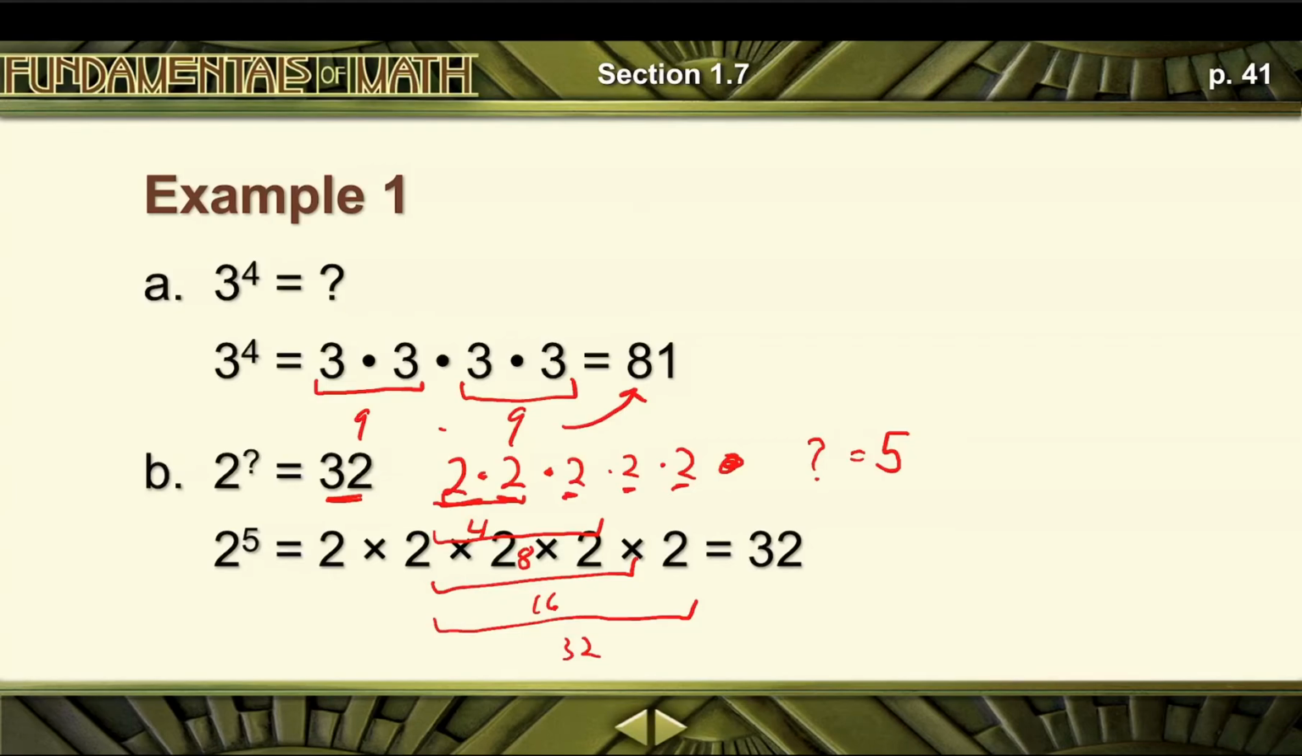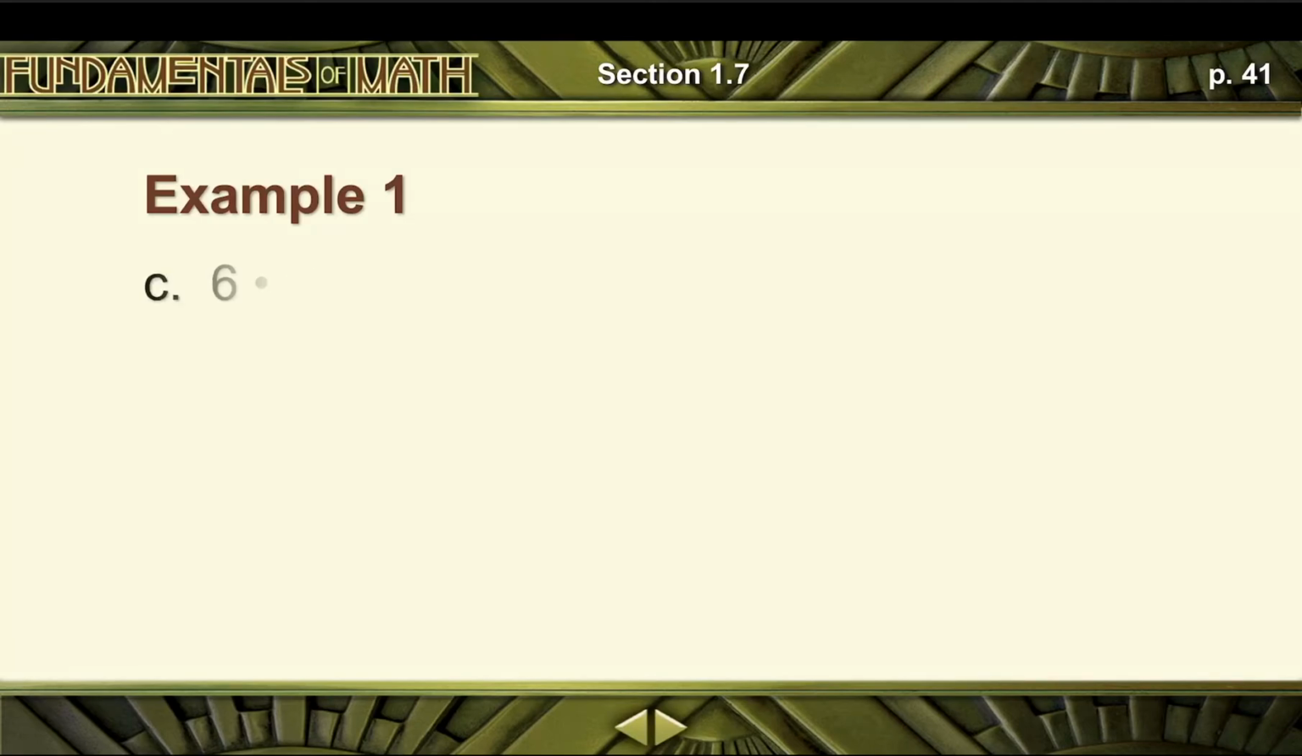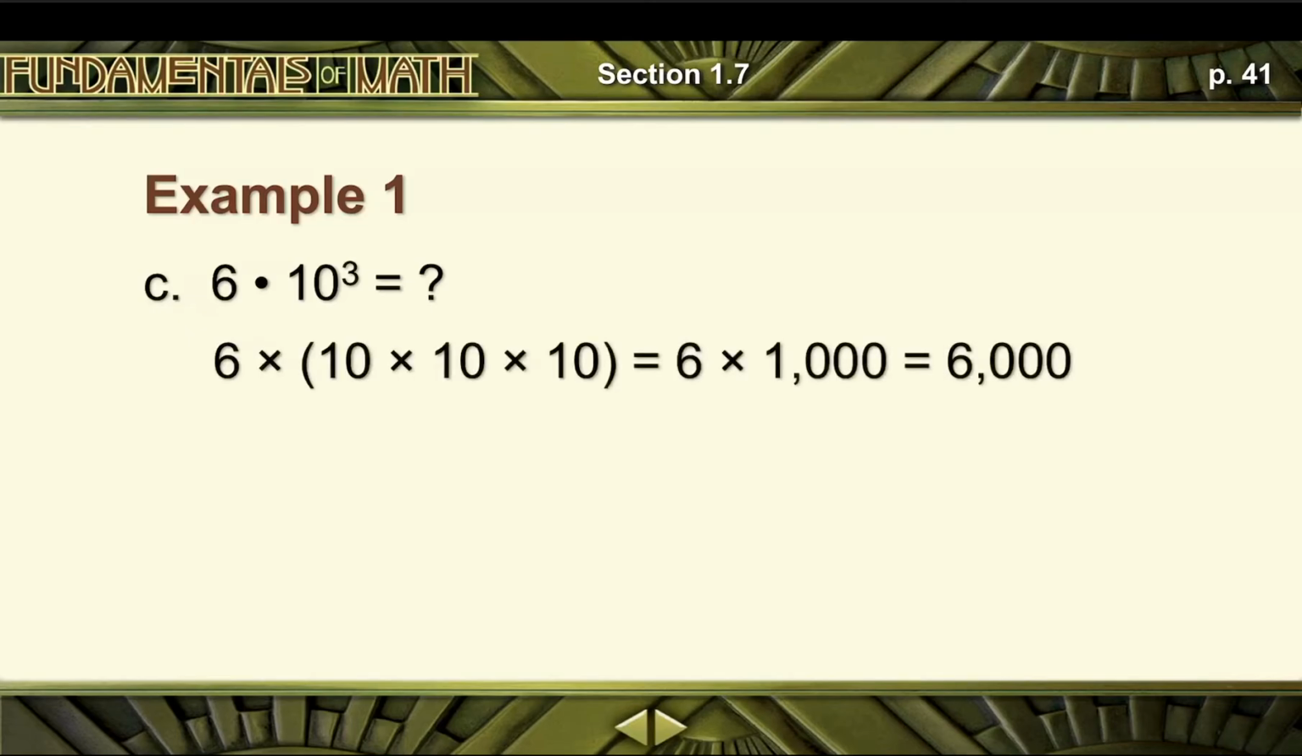There you have it again, underneath my writing. Finishing this off, 6 times 10 cubed. Well, 10 cubed, that's 10 times 10 times 10. We learned about that in a previous lesson, 10 times 10 times 10 should be just 1,000 because it has the 3 zeros. And then we want to multiply 6 times 1,000, which is 6,000. So that's how you do that one. So the question mark there would be 6,000.